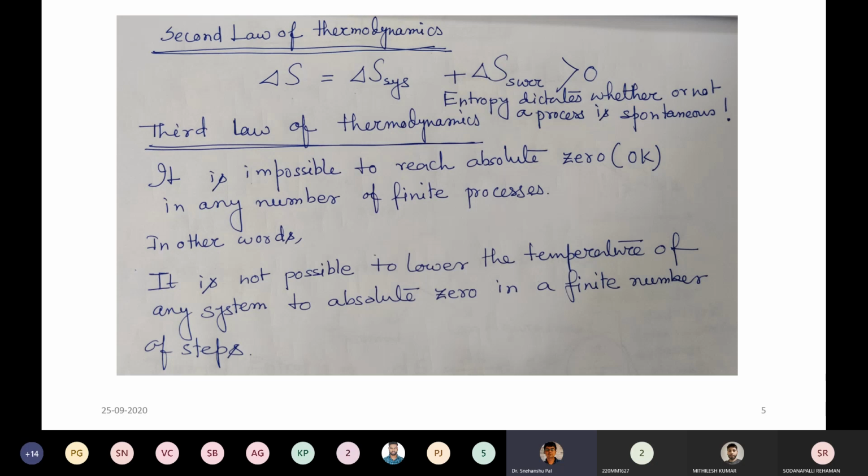Why is it so? Because we know that at absolute zero the entropy is also zero. So in order to reach zero entropy, it is impossible. It is not supported by the third law of thermodynamics. It is only possible when temperature tends to zero, then the entropy also tends to zero. Next slide, we can understand that.